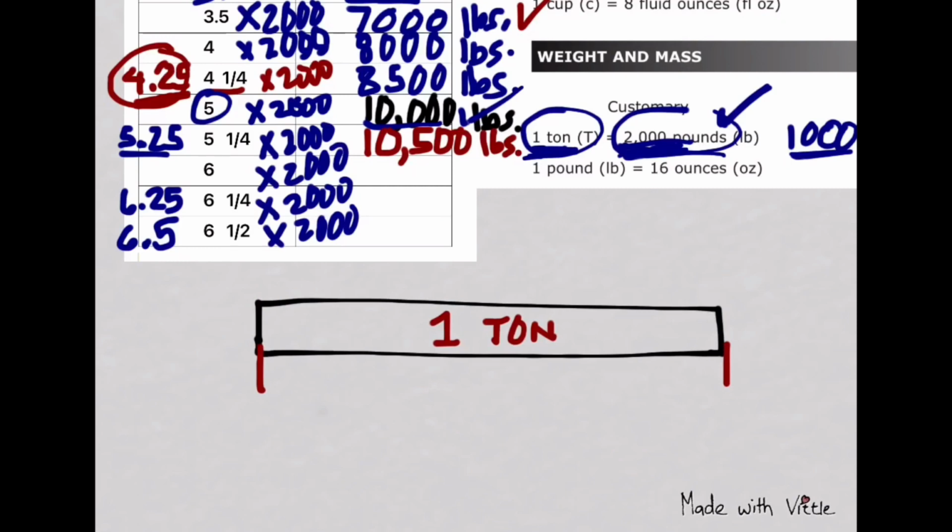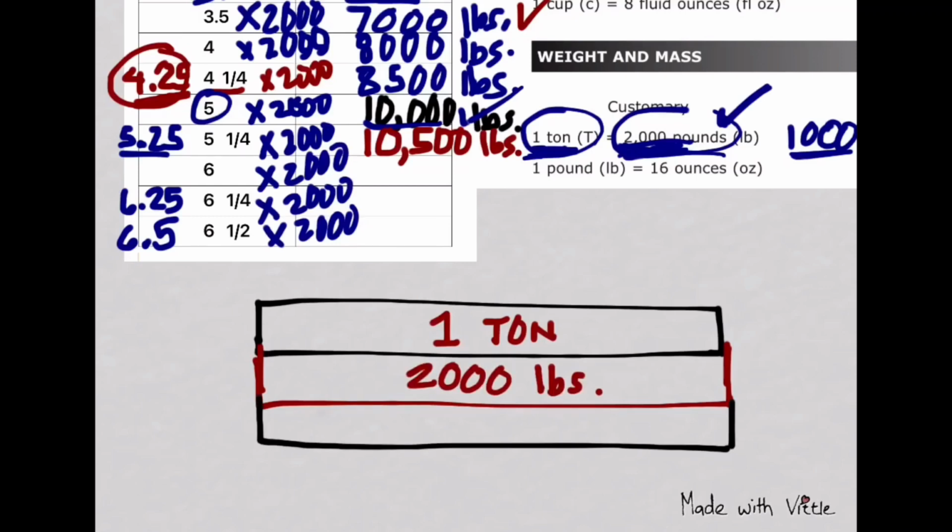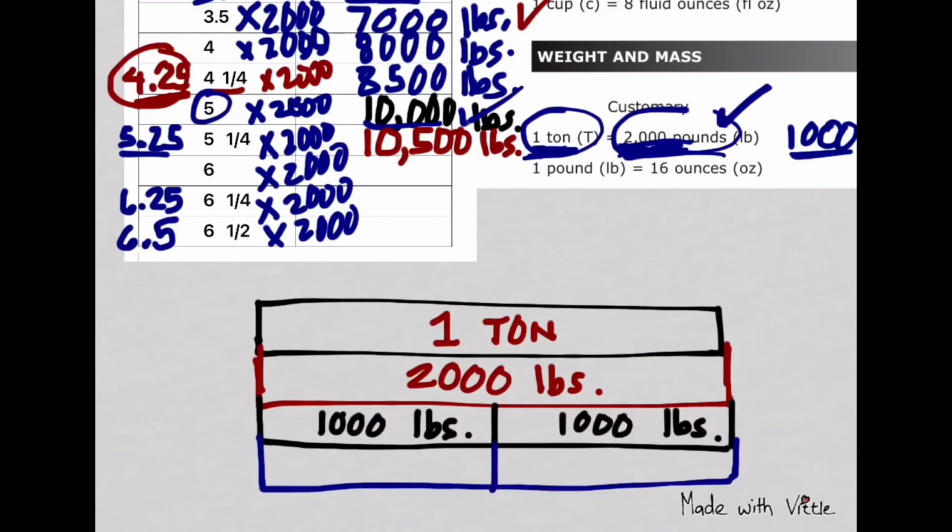So let's just say this is your whole ton, and then we have to show how many pounds it's equivalent to. So 1 ton, you're going to have 2,000 pounds. Now, if we divide 1 ton or 2,000 pounds in half, you know that each half will be 1,000 pounds. Now, what about if we further divide it into 4 parts? How much pounds will be each part here?